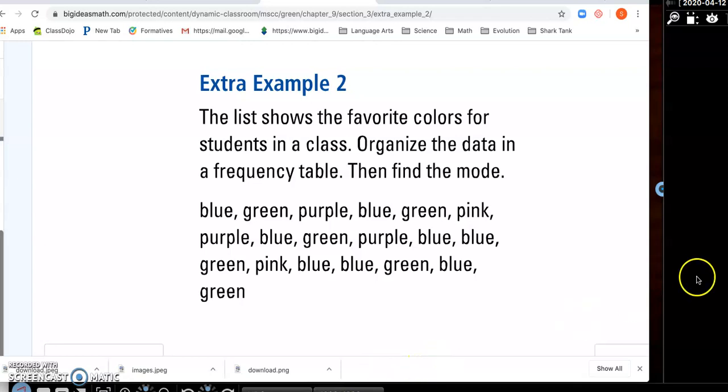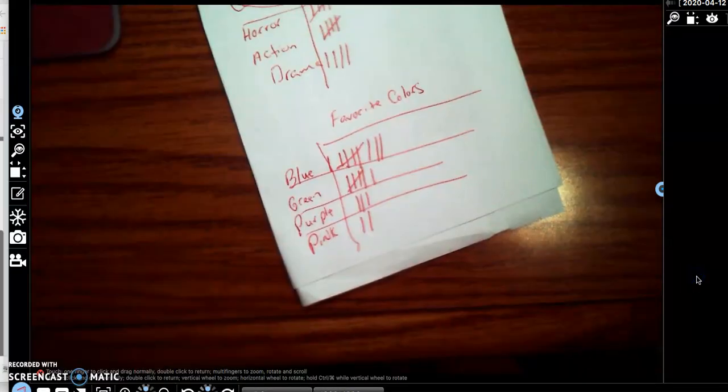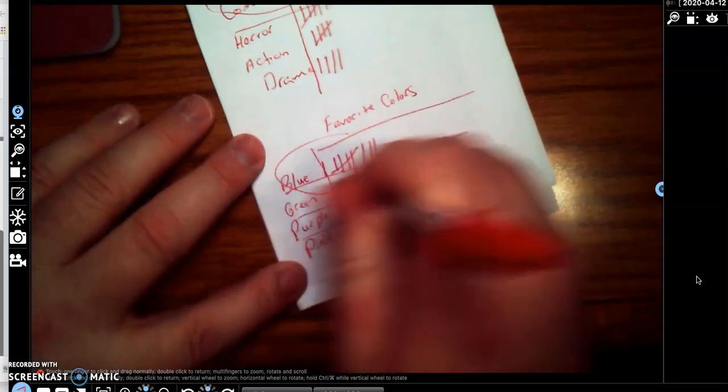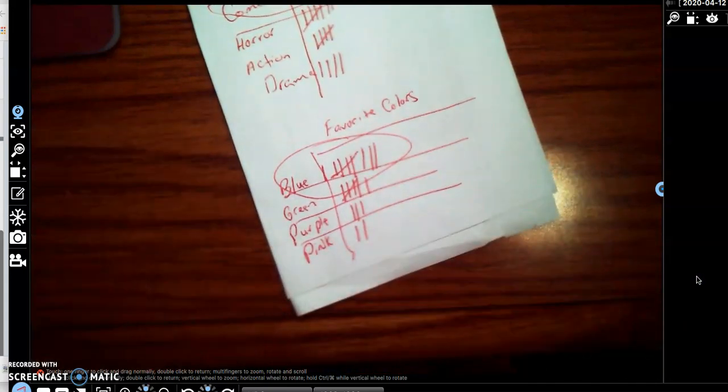So, when you are done, your tally chart should look like this. Okay? What's our mode? Blue, obviously. Showed up the most times. Okay, very good.